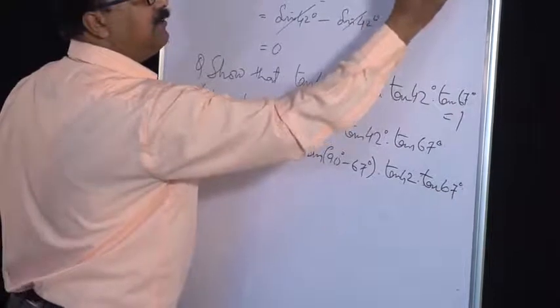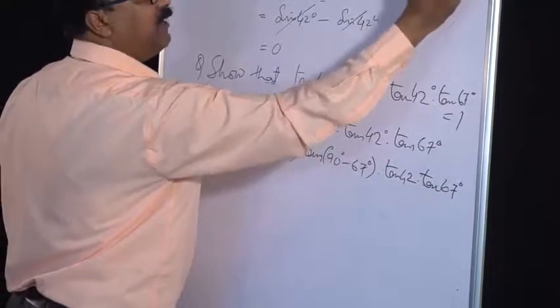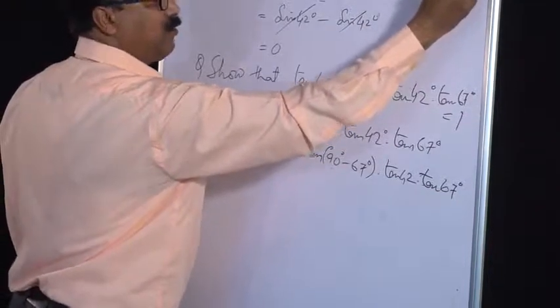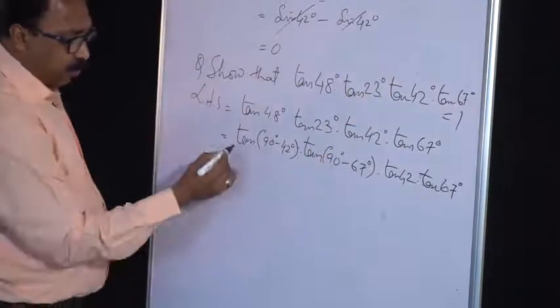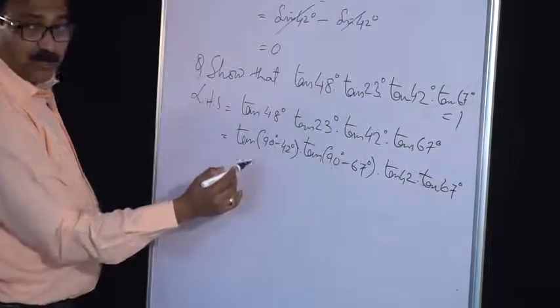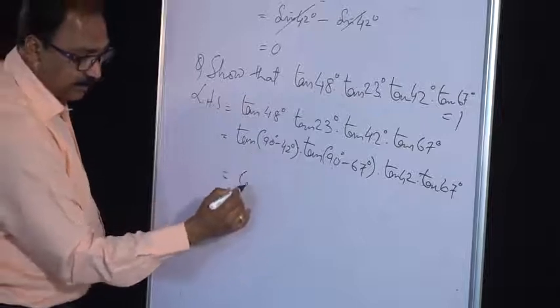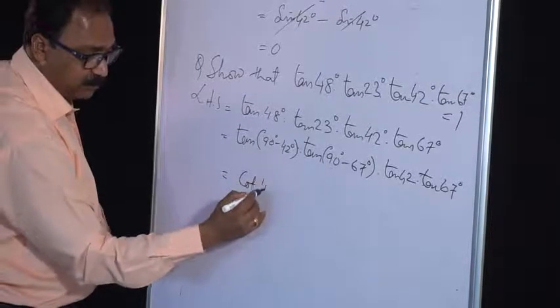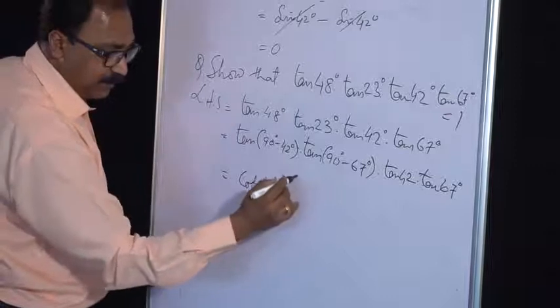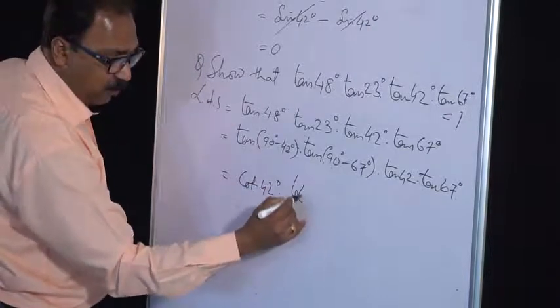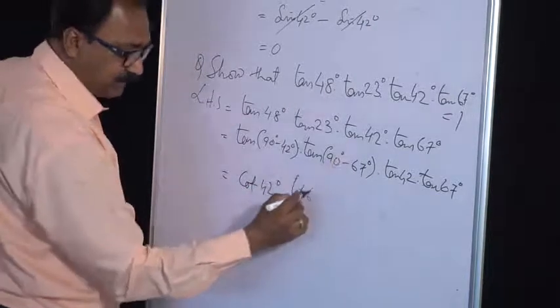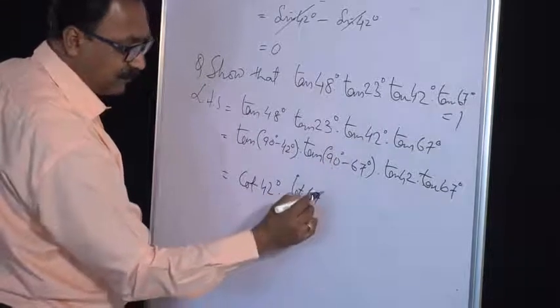Tan 90 degree minus theta is what? Yes, cot theta, correct. So cot theta. So friends, look at here, students. You have to write cot theta 42. And here tan also becomes cot, how much? 67, because you consider that as theta.